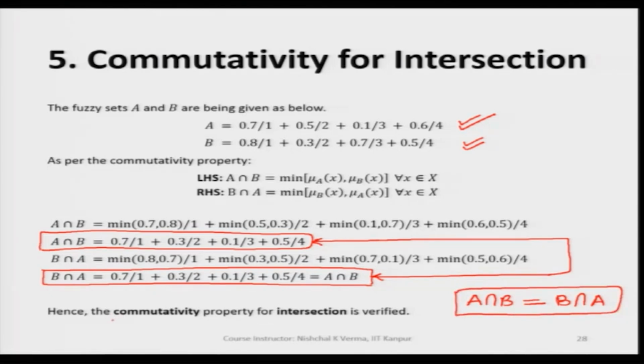And hence we can say, since we have already checked this condition for continuous fuzzy sets A and B, and in this case also for discrete fuzzy sets we have checked, that the commutativity property for intersection is verified.